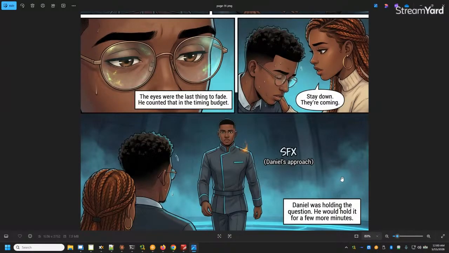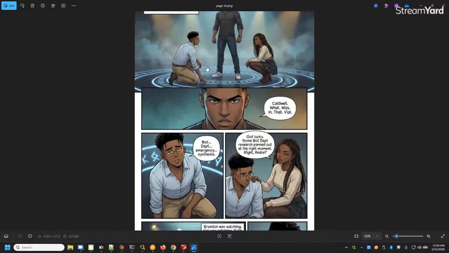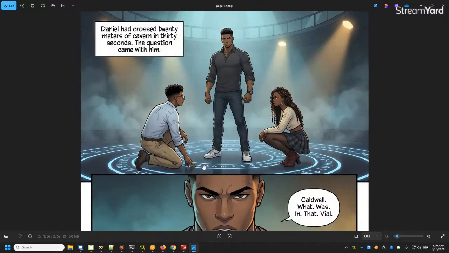Daniel was holding the question. He would hold it for a few more minutes, but I'm sure he's anxious, right? Because what the fuck was that? Daniel had crossed 20 meters of cavern in 30 seconds. In other words, he walked really fucking fast. The question came with him.